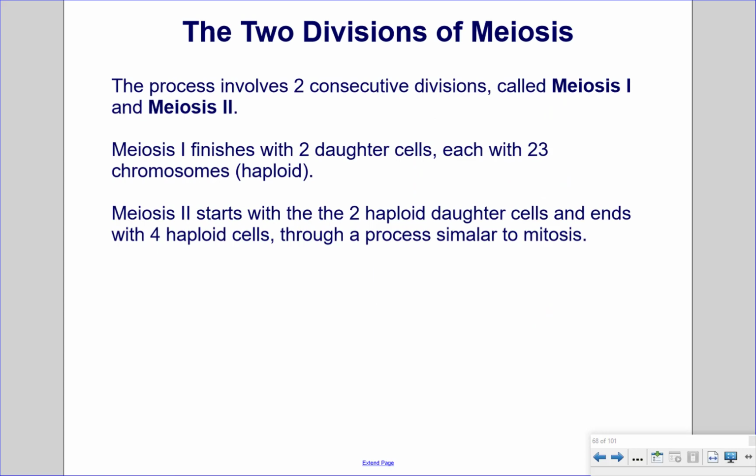The 2 divisions of meiosis. The process involves 2 consecutive divisions, called Meiosis I and Meiosis II. Meiosis I finishes with 2 daughter cells, each with 23 chromosomes, a haploid. Meiosis II starts with the 2 haploid daughter cells and ends with 4 haploid cells, through a process similar to mitosis.